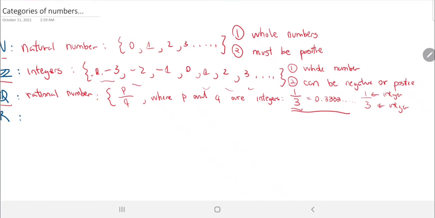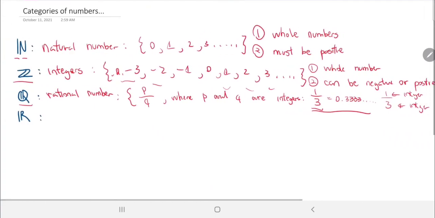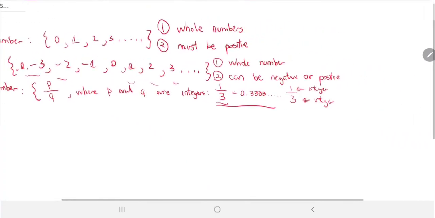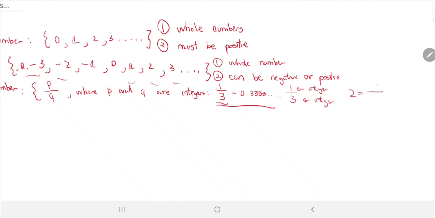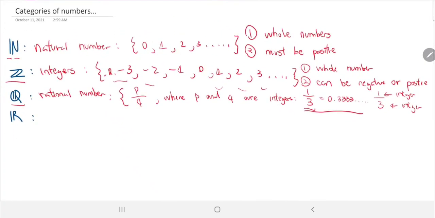Would 2 be a rational number? Yes, it would, because 2 can be written in the form of 6 divided by 3. 6 and 3 are both integers, so 2 must be a rational number because it can be written in the form of an integer divided by an integer. So let's look at the next one. The next one we have is real numbers.